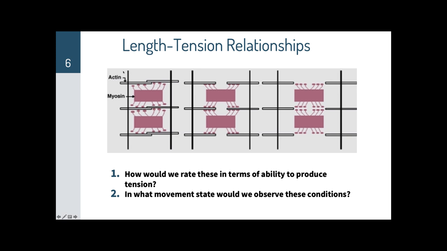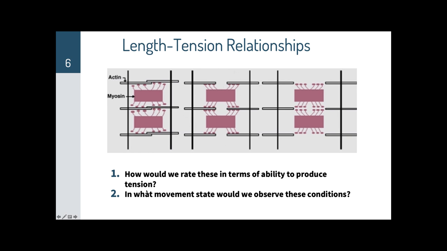The Z lines are already close to one another, which means they have very little space to continue contracting, and therefore they cannot produce any more force. Over here, no myosin heads are interacting with actin, therefore no force is being produced. And then this one is just right.